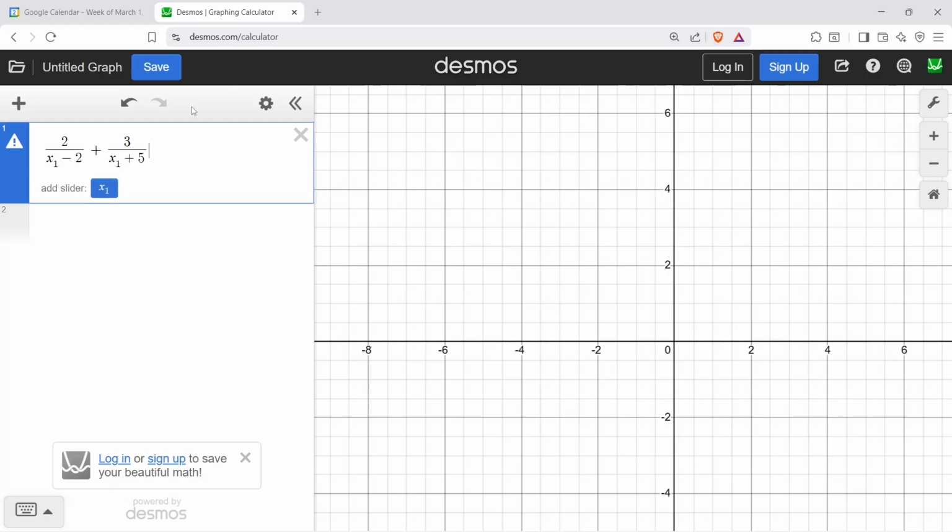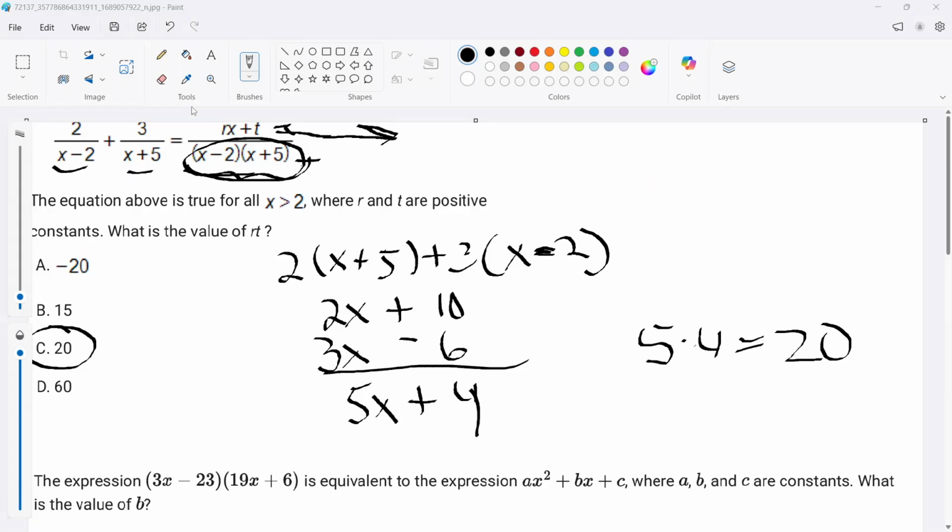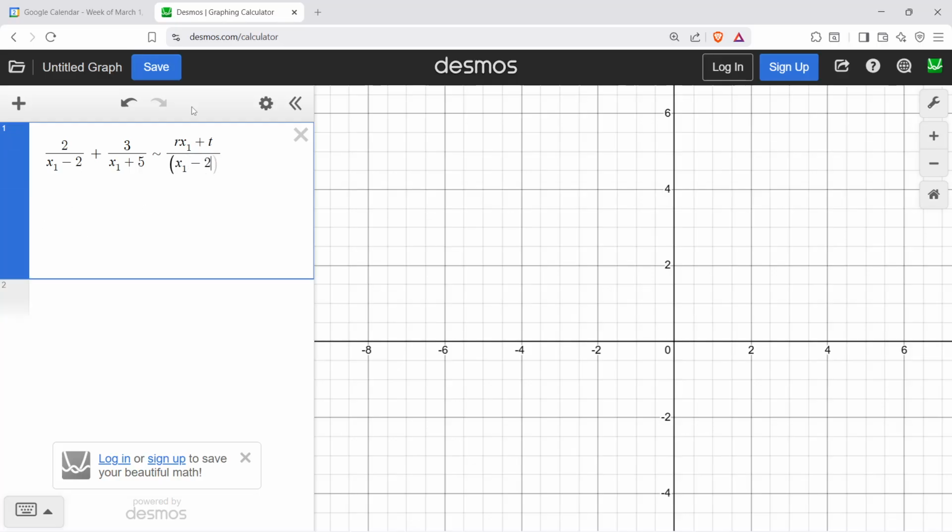And now instead of putting an equal sign, I put a tilde because I'm telling Desmos, I want you to figure this out. Tilde is over the apostrophe key next to the left of 1 on most keyboards. I want you to figure this out. And then it equals, I'll put my fraction, rx1 plus t, and I will divide it by x1 minus 2 times x1 plus 5.